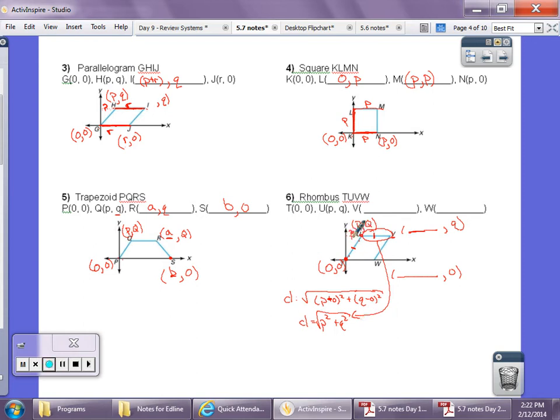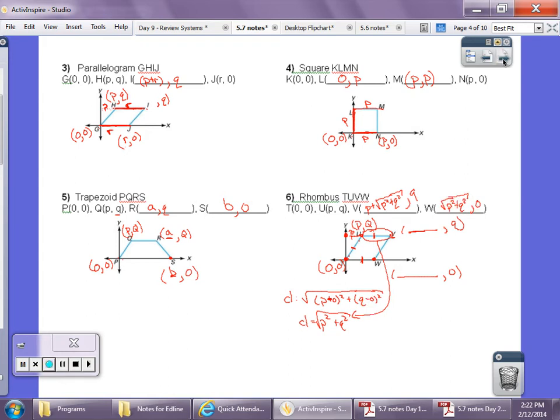So our distance from here all the way over to v is going to be p, that's from here to here, plus our distance of p, the square root of p squared plus q squared. So we have p plus the square root of p squared plus q squared, comma, q. And then for w, since it starts at 0 and just goes to w, it's only going to be that distance of p, the square root of p squared plus q squared, comma, 0.